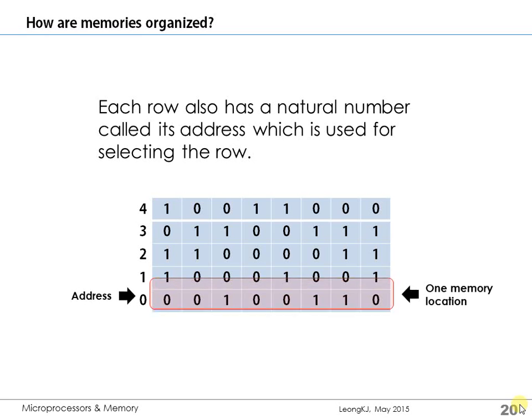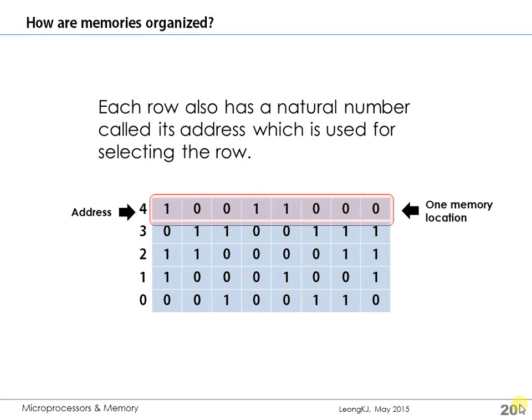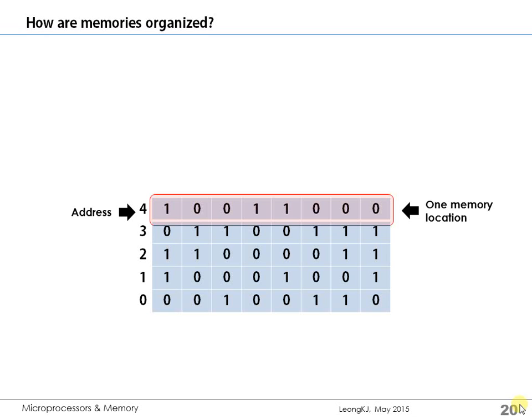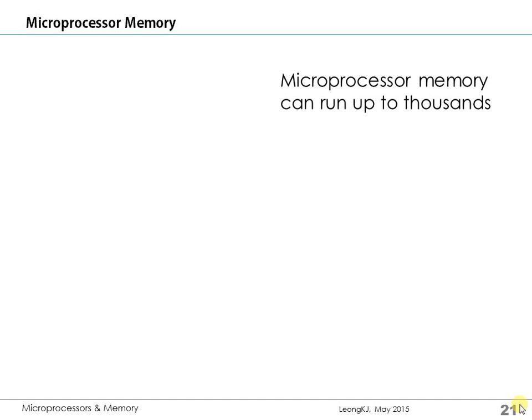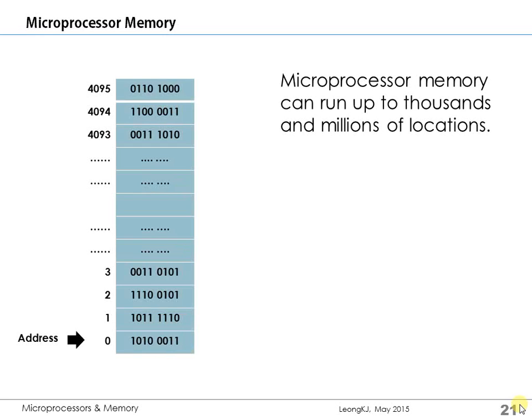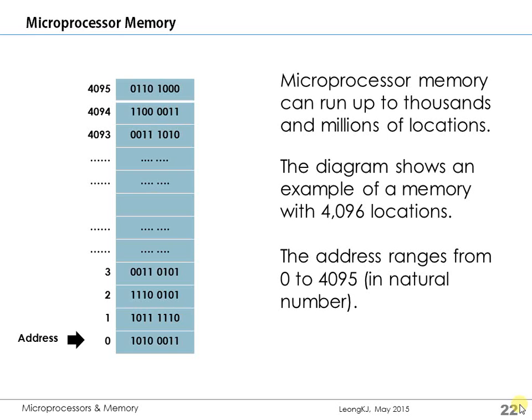The diagram shows a memory with 5 locations, with addresses starting from 0 to 4 in natural numbers. Microprocessor memory can run up to thousands and millions of locations. The diagram shows an example of a memory with 4096 locations. The address ranges from 0 to 4095 in natural number.